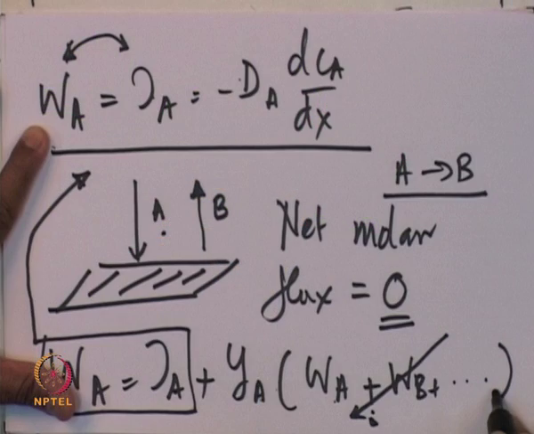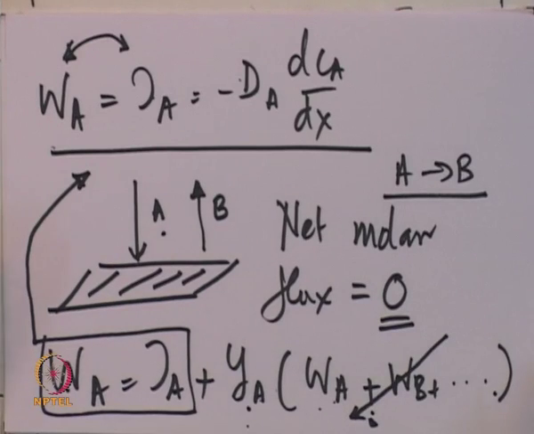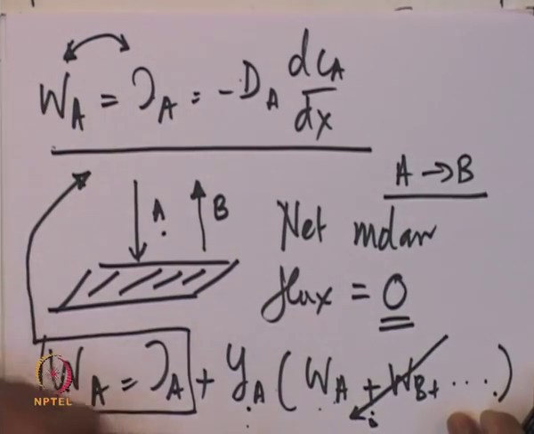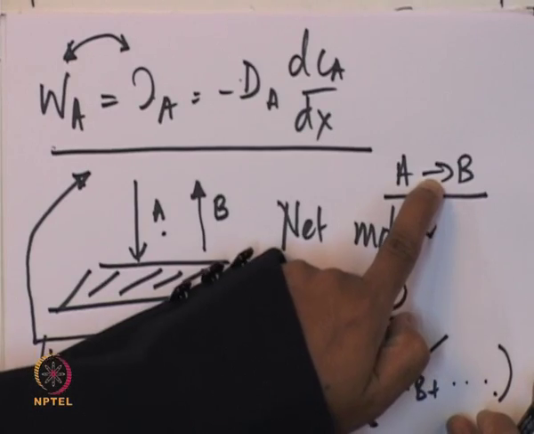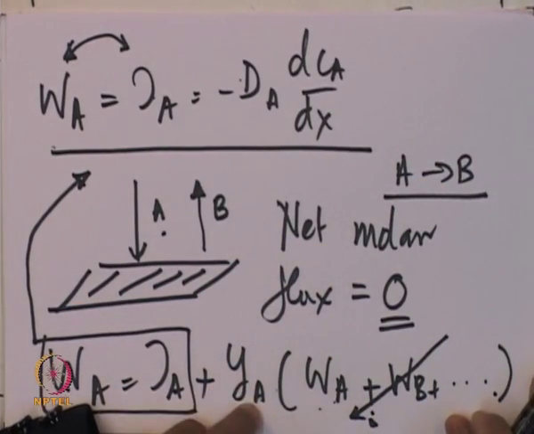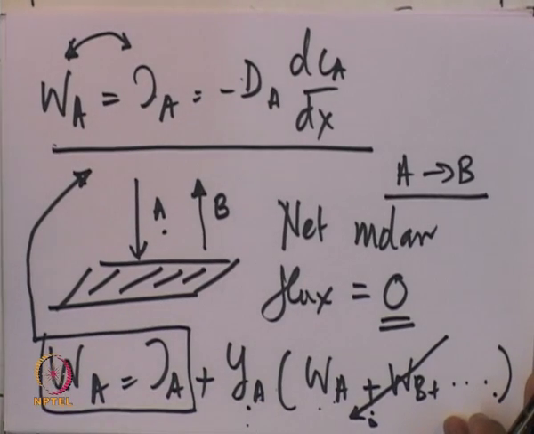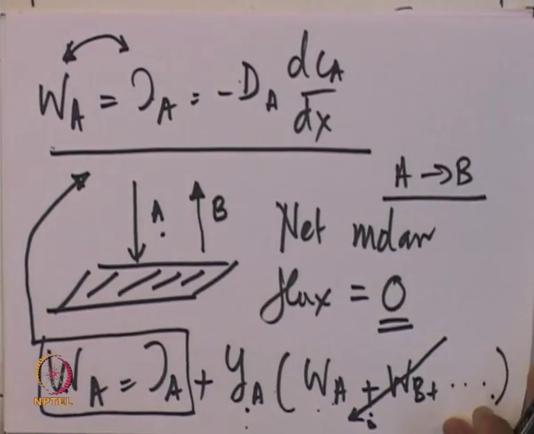WA equal to JA will happen for other cases also. Even if the net flux is finite, if YA is 0, so you have a very dilute solution, then I can neglect this. So WA is equal to JA happens in the case of equimolar reactions, and in the case of dilute solutions as well. But for non-equimolar reactions, or if your medium is stagnant, with no equimolar diffusion, only mass transfer and no reaction taking place, we have to be careful. Always remember that.